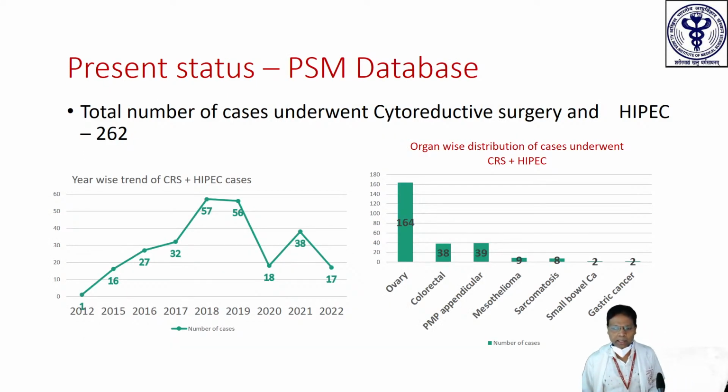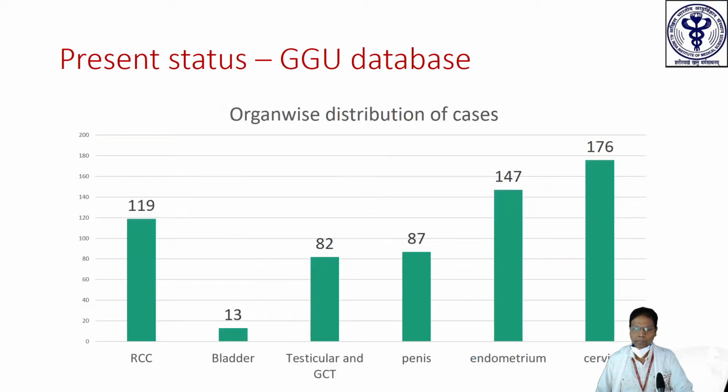This is our number: 262 we have done till date in CRS HIPEC patients. And commonly our patients have ovarian cancer; apart from this, colorectal and appendicular cancer are more common, and other cancers are very few, like mesothelioma, sarcomatosis, even stomach cancer. We are also doing gynec cancers; for the last 10 years we are doing almost all gynec cancers. Apart from this, urinary cancers, that is bladder cancer and RCC, are also common in our city.